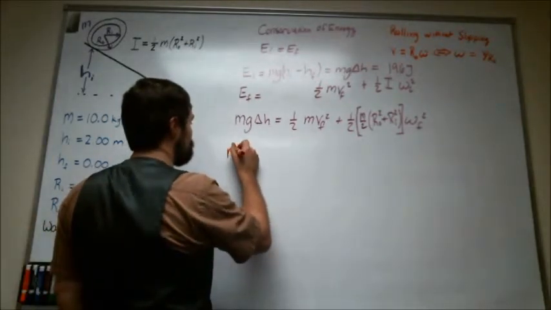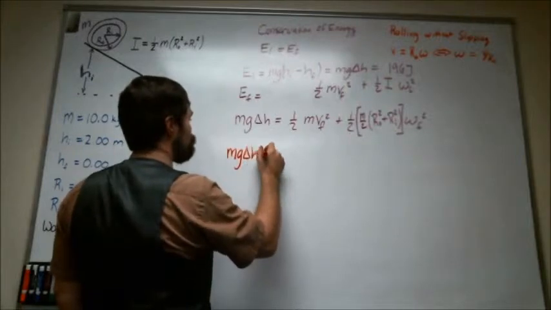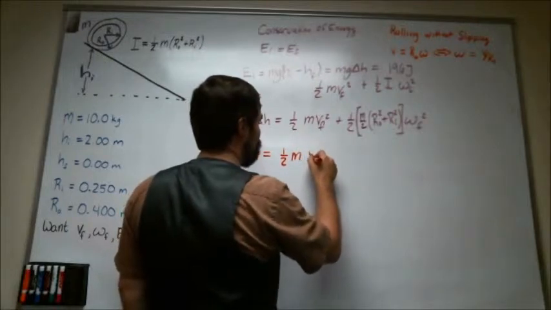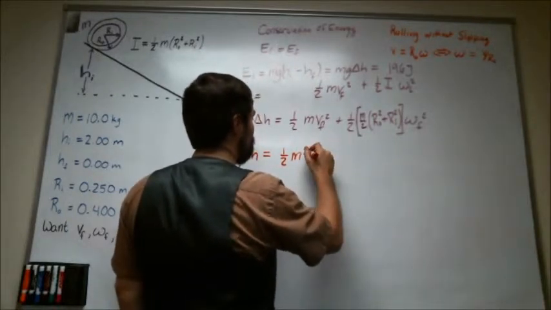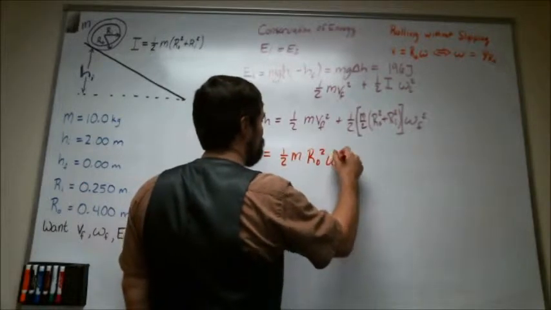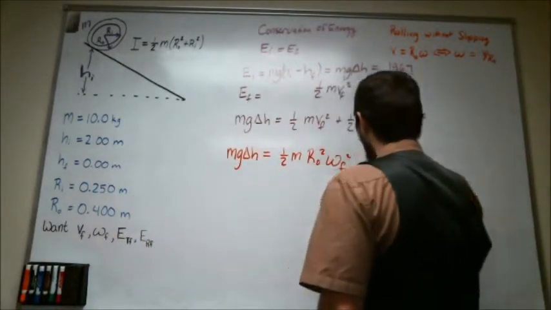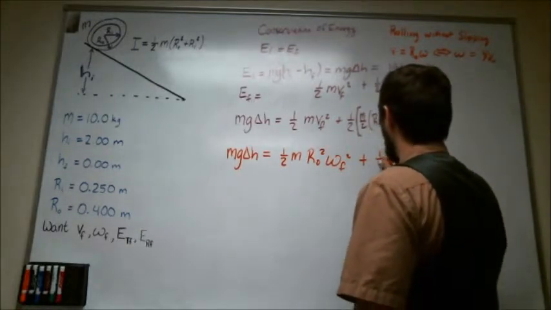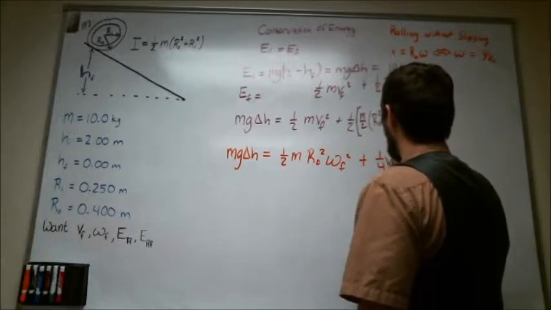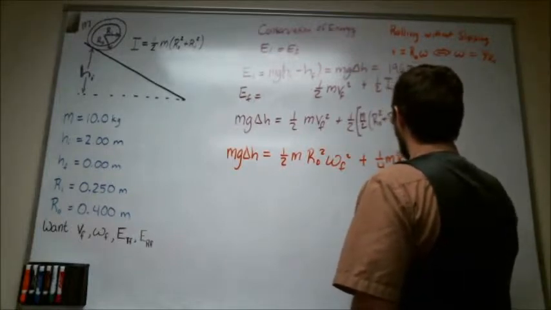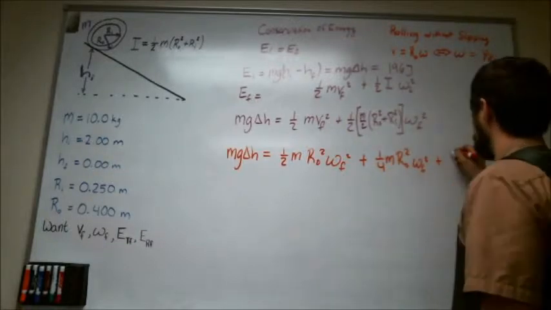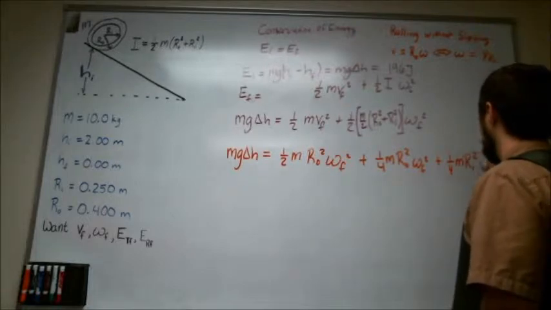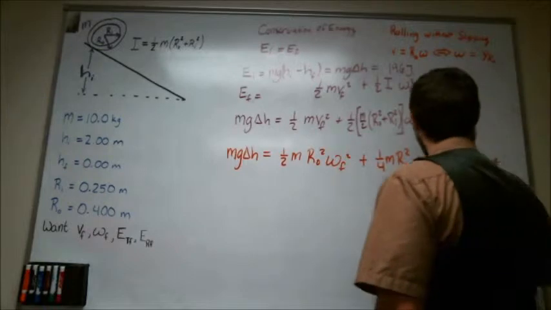So that gives us mg delta h is equal to 1/2 m R naught squared omega f squared plus, let's go ahead and combine some terms. So we have 1/4 times m times R naught squared omega f squared plus another 1/4 times mass times the inner radius squared times the angular speed squared.